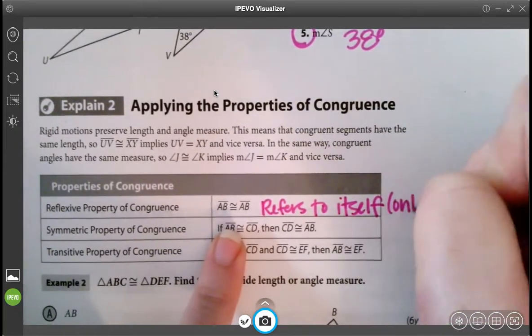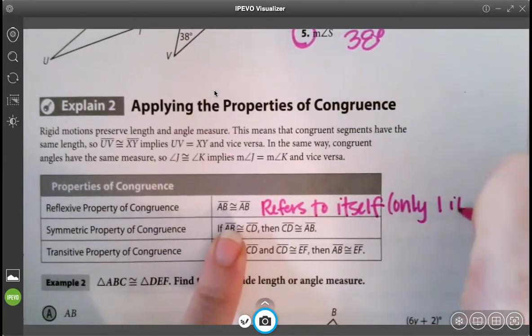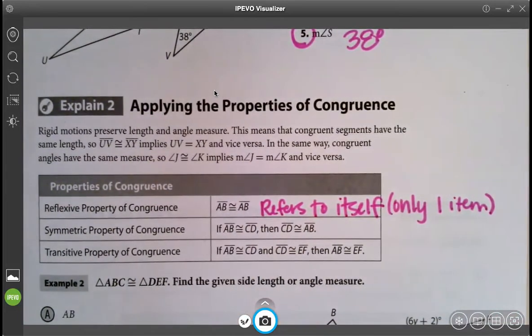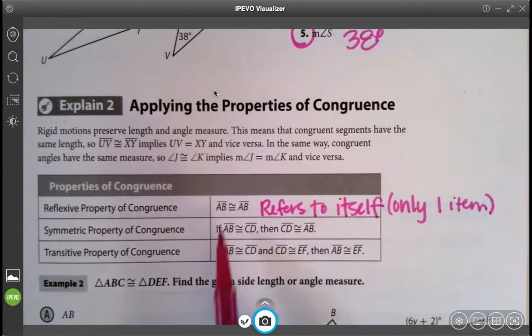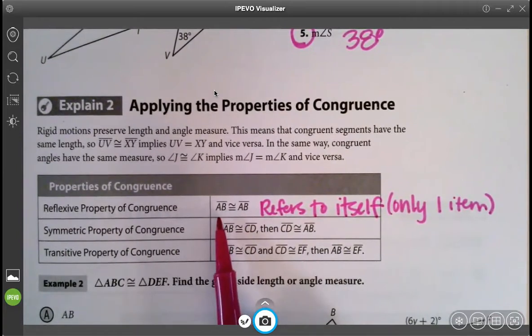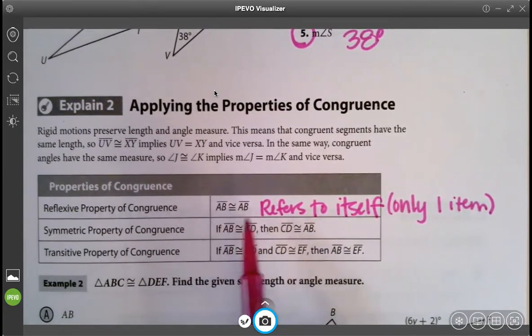There will only ever be one item with reflexive property, right? It might be angle C equals angle C, or angle C is congruent to angle C, but there's only one item. In this case, it could be a line, AB and AB. Notice it's not even AB and BA. It's the exact same thing both times.